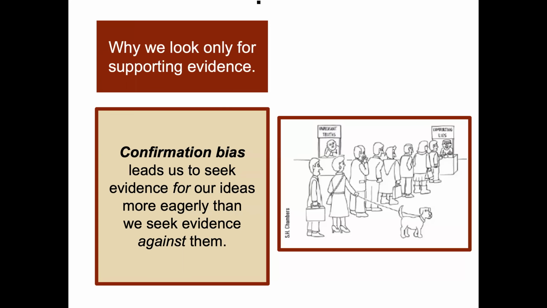So why do we look only for supporting evidence? This cognitive bias, the confirmation bias, leads us to seek evidence for ideas more eagerly than we seek evidence against them. So it's easy to get in that line, right? It's easy to say, well, I want to hear what confirms what I believe. I'm going to get in this comforting lies line. Hearing those inconvenient, unpleasant truths is really problematic for some of us, right? It's really hard to hear things that go against our firmly held beliefs.